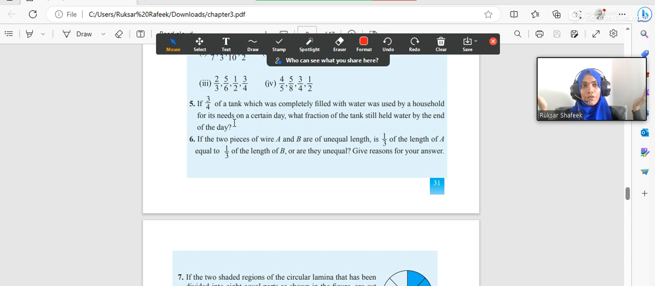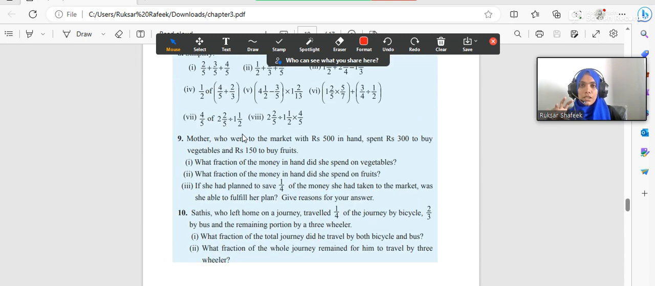Think of it as, you had a chocolate bar and you ate 3/4. It had 4 pieces, you ate 3 pieces, 1 piece remains out of the 4. So as a fraction, you're going to write it as 1 over 4. Likewise, 3/4 of the tank is used up, so 1/4 remains. So that's pretty much it about the fractions.